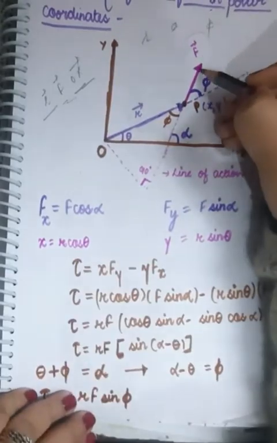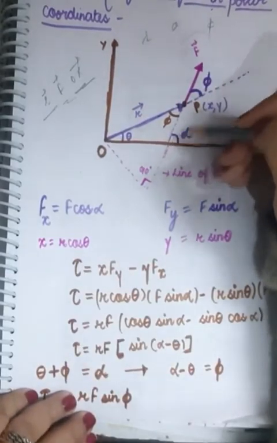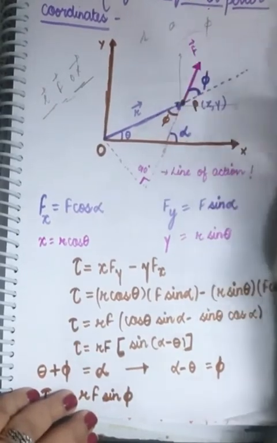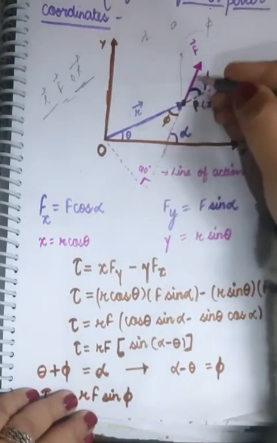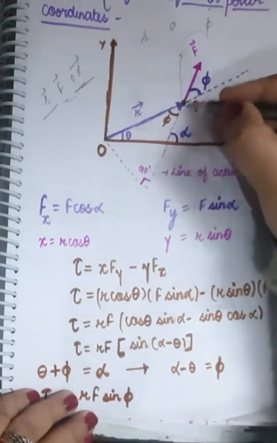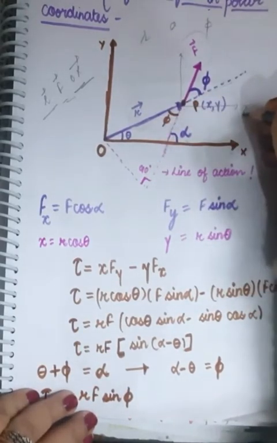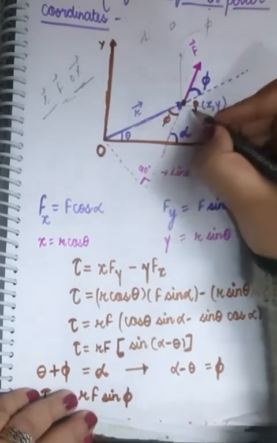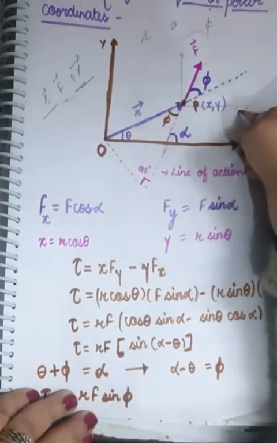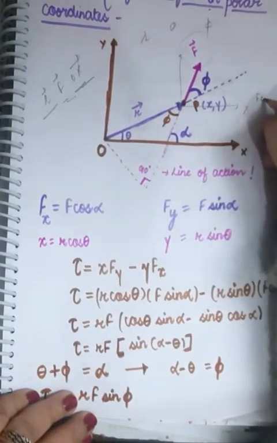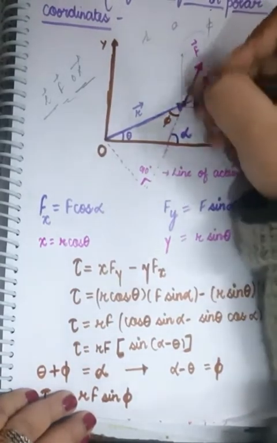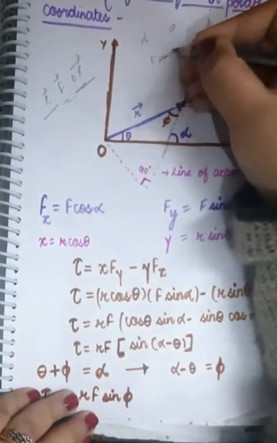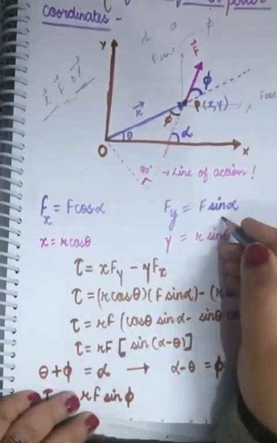So, F vector can be resolved into two components like this and like this. Since F is making an angle alpha with the x-axis, the component along the x-axis will be written as F cos alpha, and the component along the y-axis will be written as F sin alpha, Fx and Fy.